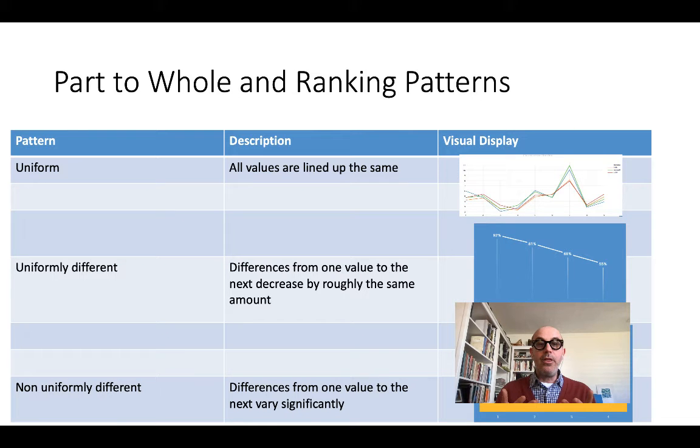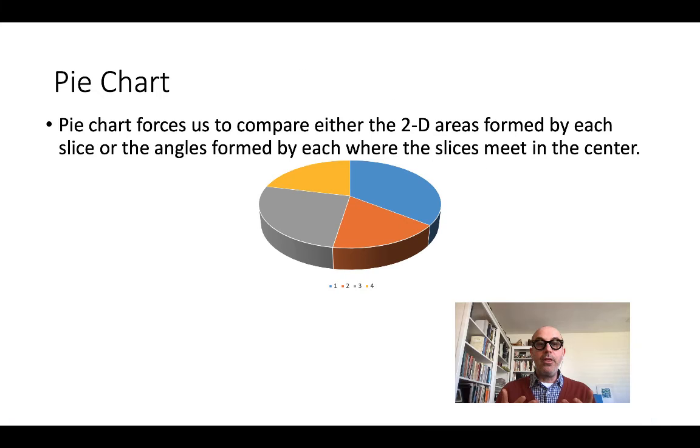So, the idea of the whole and the ranking patterns or design patterns: we have different patterns that we can apply. Uniform, usually all the values are lined up the same. Uniformly different, which is different from one value to the next, decreasing by the same amount. And non-uniformly different, where differences from one value to the next vary significantly. It doesn't change the design, but it changes the context of the design that you are looking for.